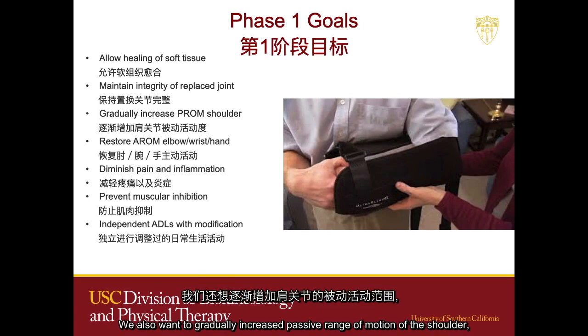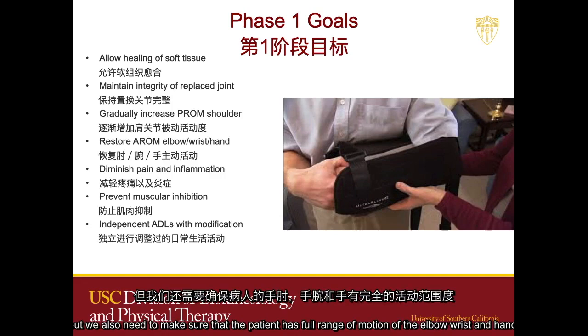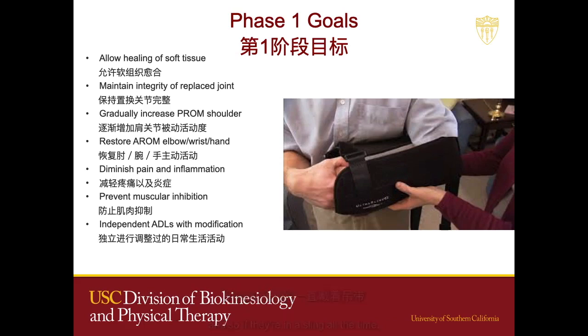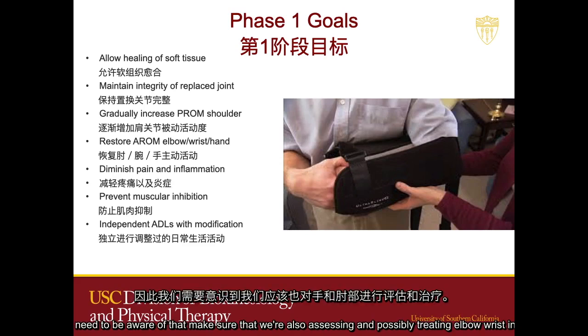We also want to gradually increase passive range of motion of the shoulder. So our focus through this time period is passive range of motion. But we also need to make sure that the patient has full range of motion at the elbow, wrist, and hand. If they're in a sling all the time, you can see how the elbow extension might start to get limited, as well as any wrist and hand movement.